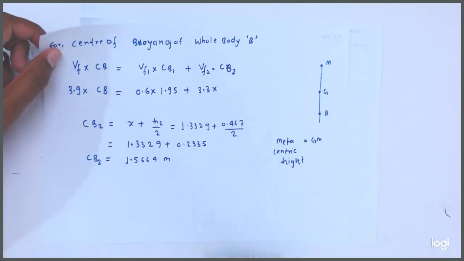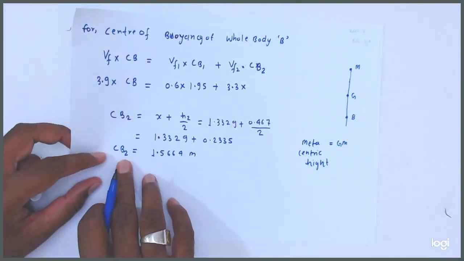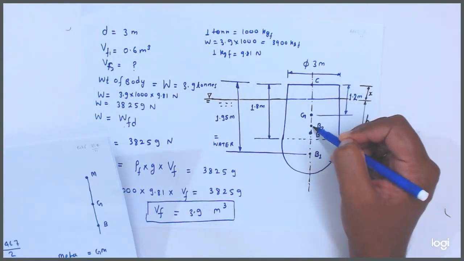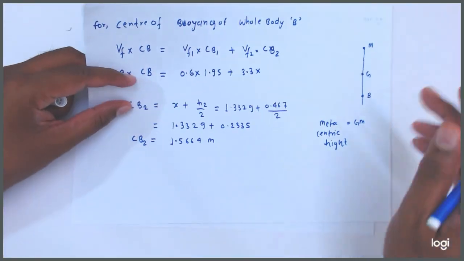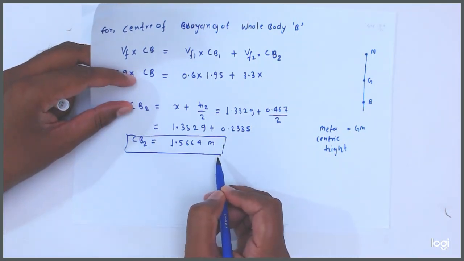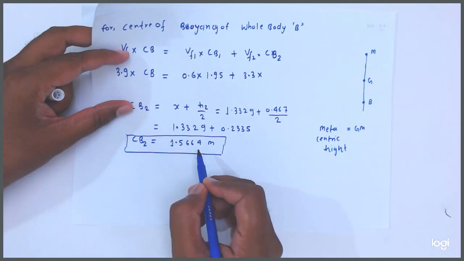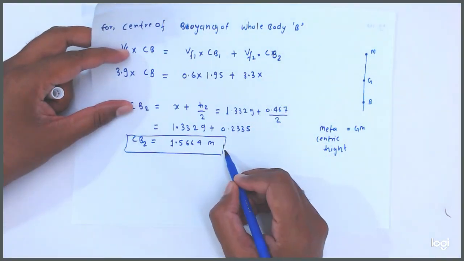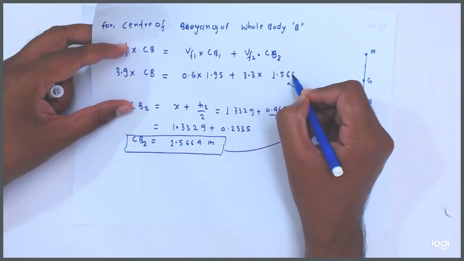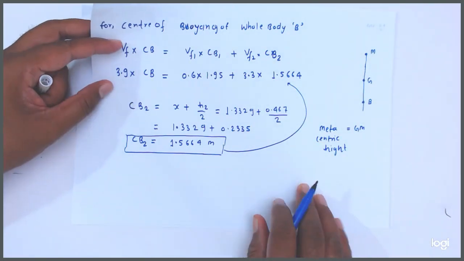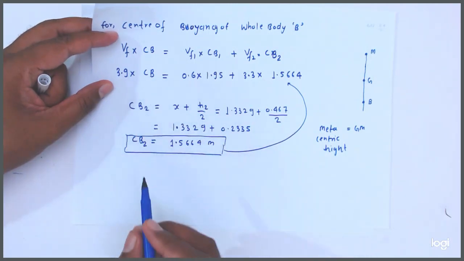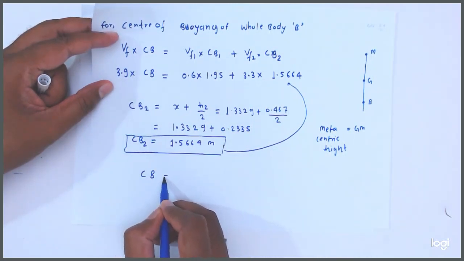Here we have to find the center of buoyancy of this part. We have to find the CB2 distance. We have already calculated the CB2 distance, friends. The CB2 distance is 1.5664 meter. Okay, friends, so this value we will put here. CB2 is 1.5664. Now, friends, we know all the values. We have to find the distance CB.